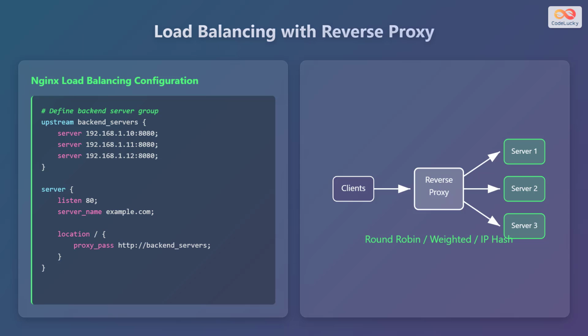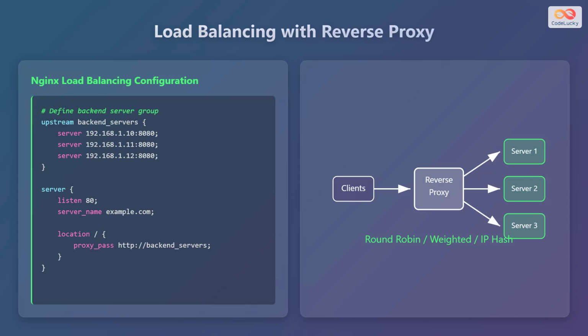The location/block defines how to handle requests to the root path. The proxy pass directive forwards these requests to the backend servers defined in the upstream block. Nginx supports various load balancing methods, including round-robin, weighted, and IP hash.